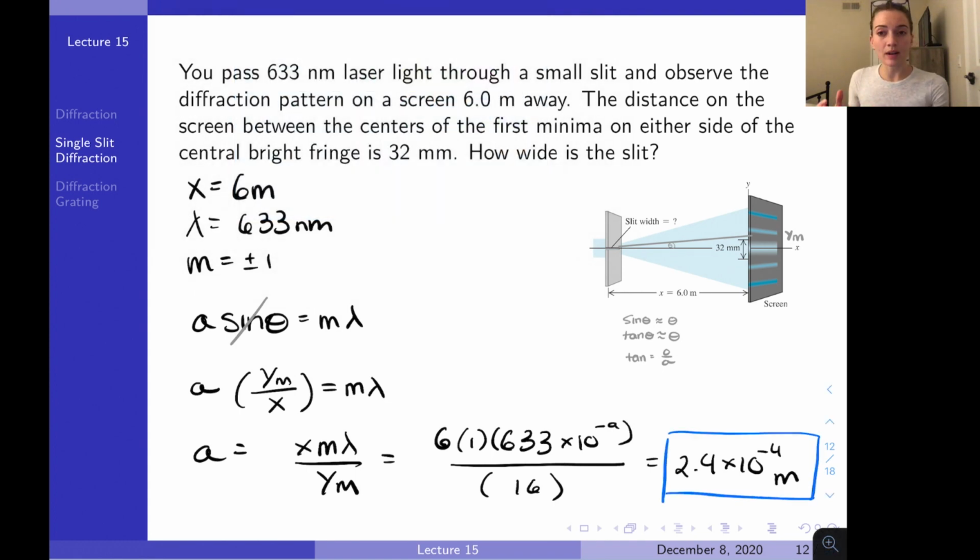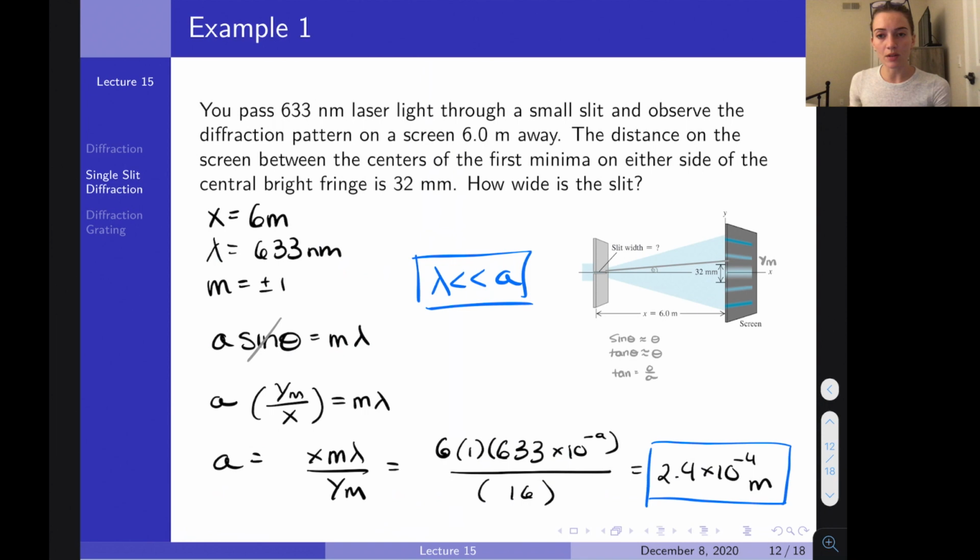So this is our answer here. And now this is an approximation that you can use anytime lambda is much smaller than the slit width. So here we have like 600 nanometers, which is 10 to the negative 9, compared to something with 10 to the negative 4. So here our lambda is much smaller than our slit width, so this is an okay approximation to use. So we can use this anytime this condition holds.